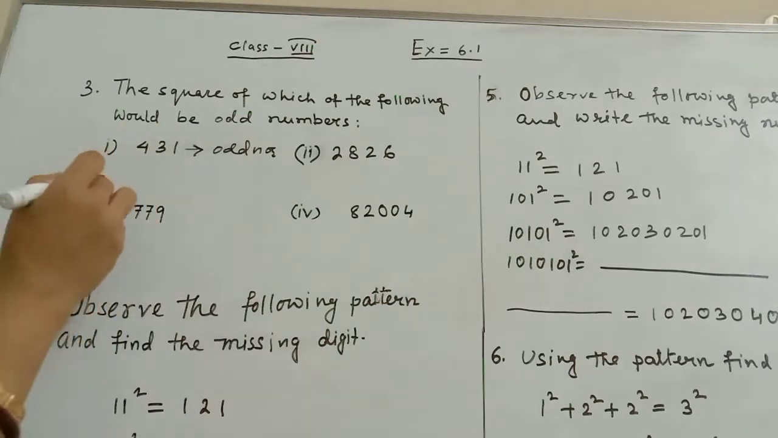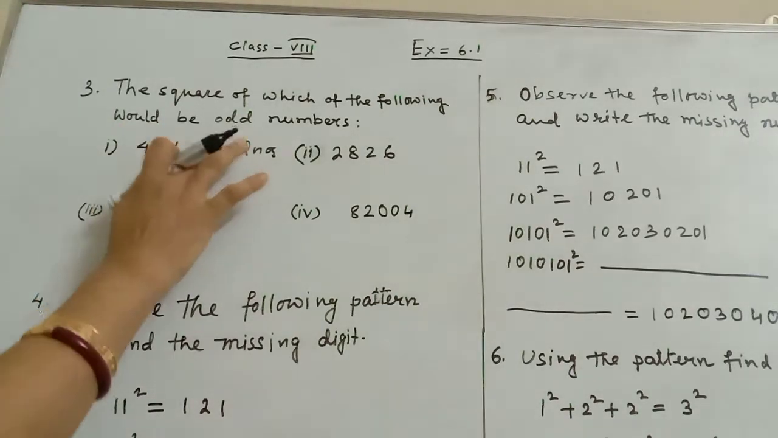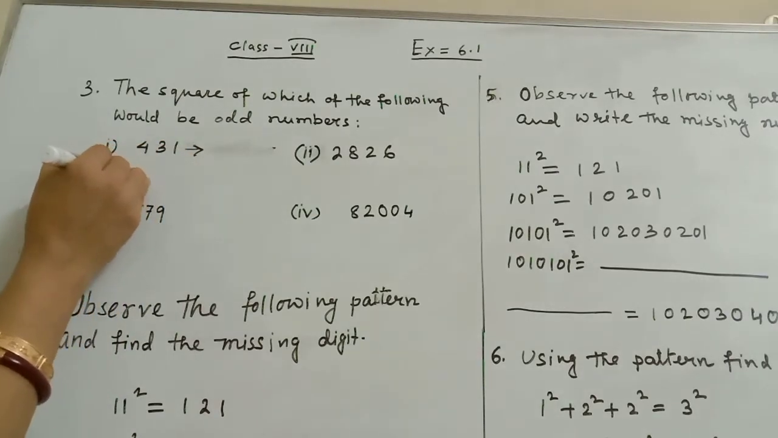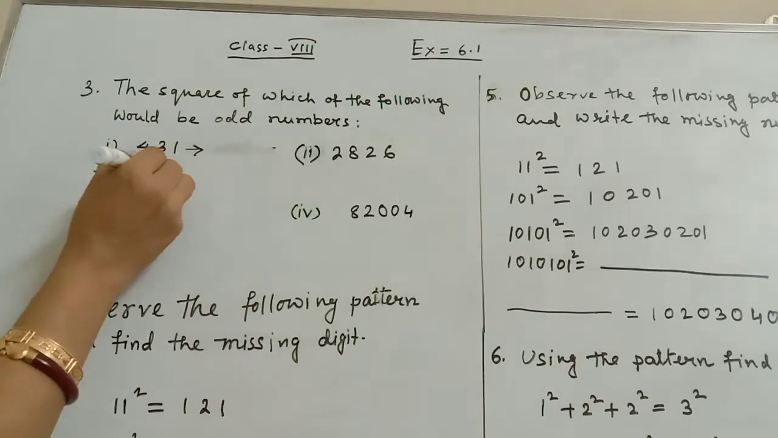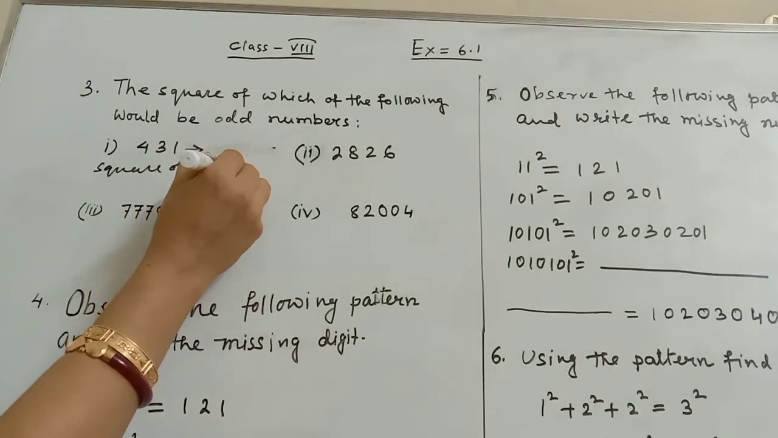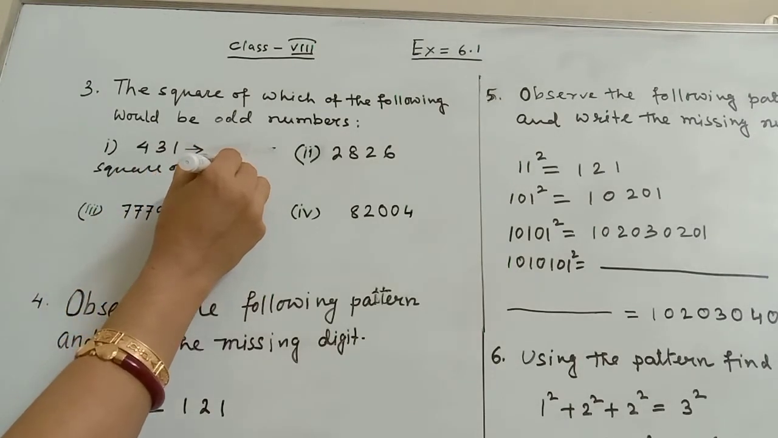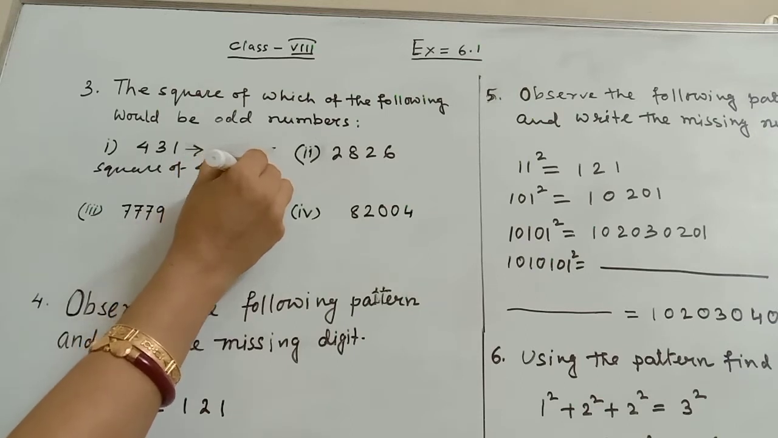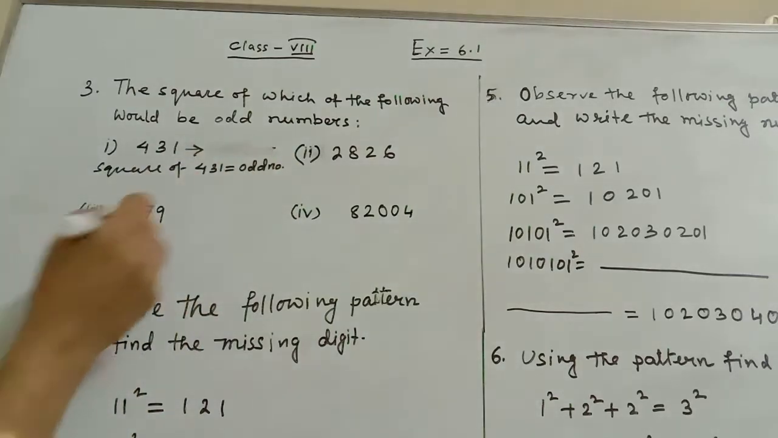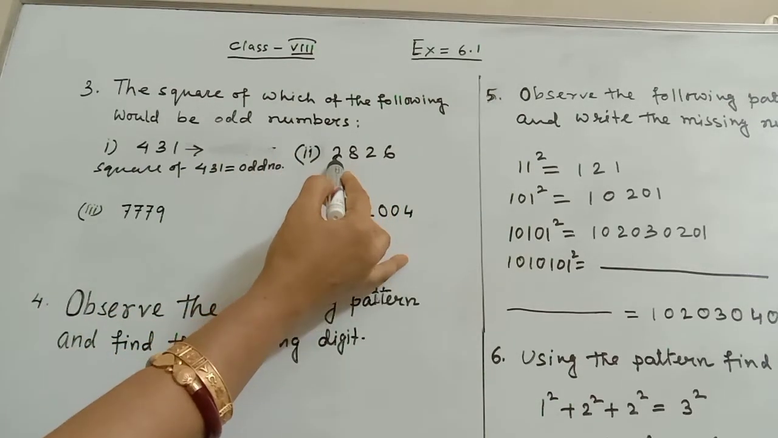Understood? Next, you can write in this way, in a full sentence: square of 431 will be odd numbers.